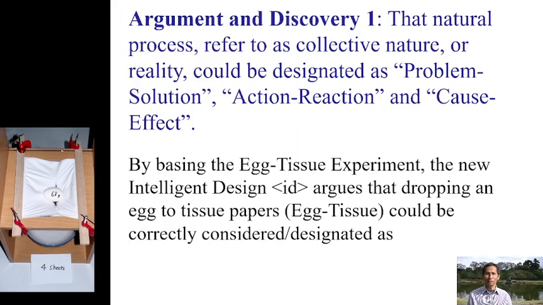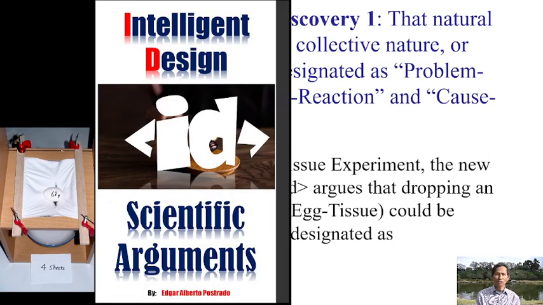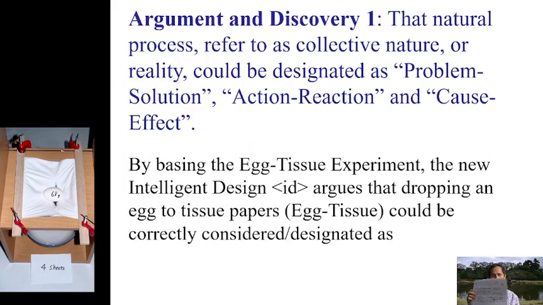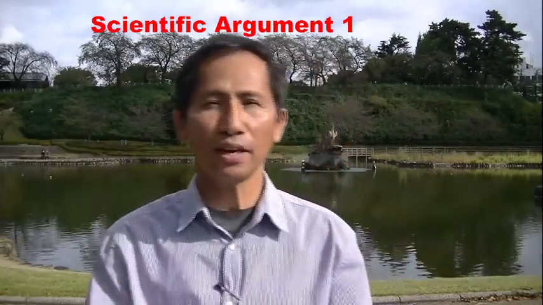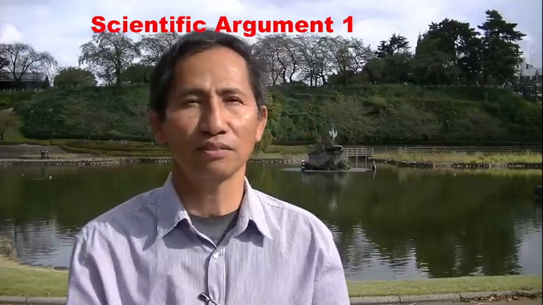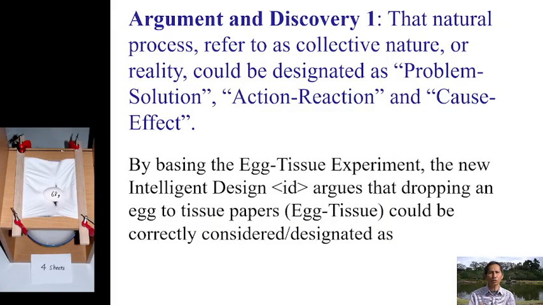in my scientific book. This is a copy of my scientific argument that I have written in my science book. The first argument that the new intelligent design is trying to share with the world, based on this experiment of the egg and tissue paper, is that, according to what I've discovered, natural process, referred to as collective nature or reality, could be designated as problem-solution, action-reaction, and cause and effect.